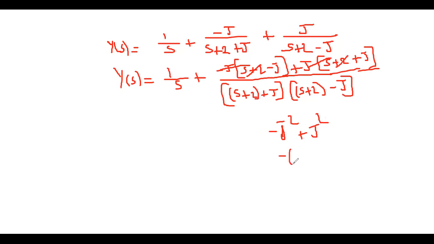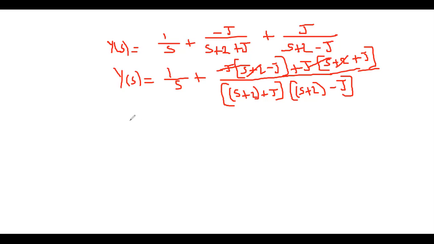j square minus 1. j square is minus 1, and here the minus 1 becomes a plus 1 and the minus 1. It is not the same value, my dear students. You're getting the wrong answer. Minus j into s plus 2 minus j, and we'll get the 2 here. s plus 2 plus j and s plus 2 minus j, minus j into s plus 2 minus j, and s plus 2 minus j, and it becomes a square plus b square, a square minus b square.